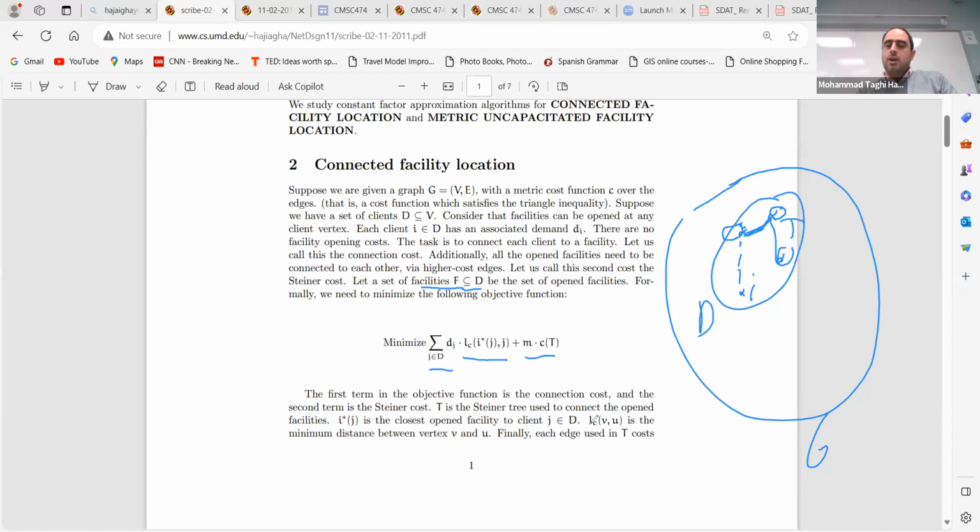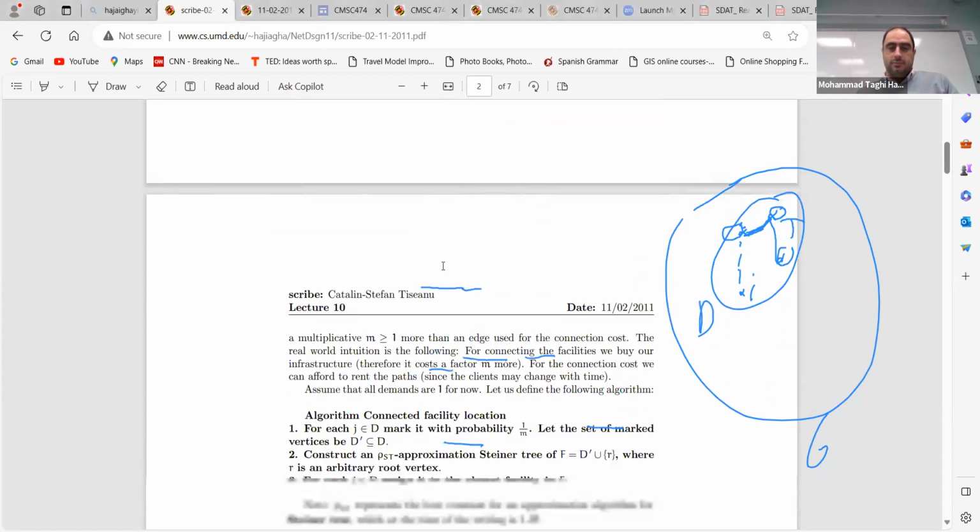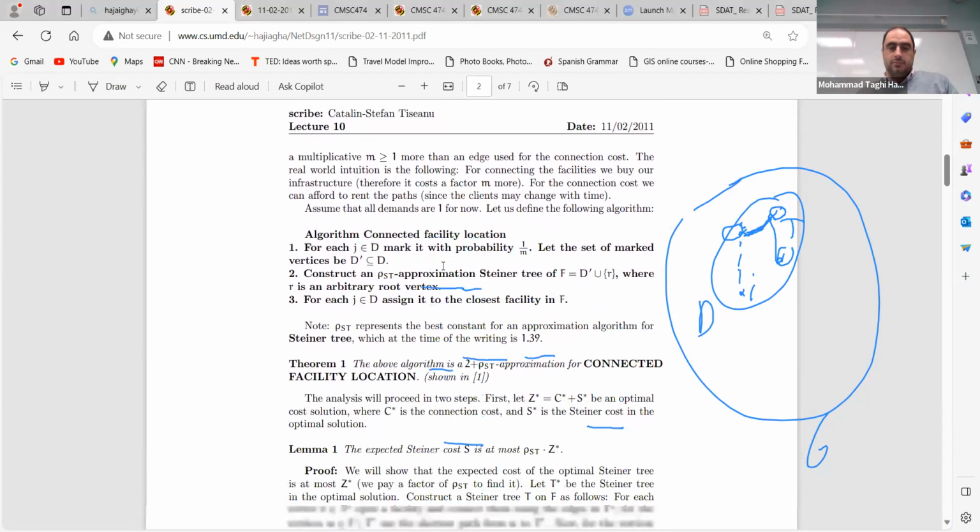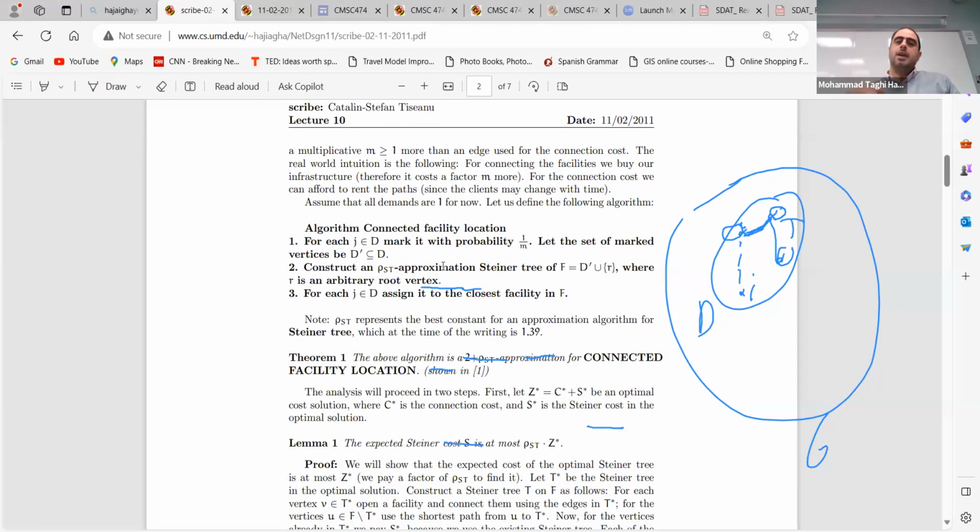Here we are considering c_uv, meaning essentially the minimum distance between v and u. I think this is a metric essentially. So let's see what the algorithm is for this one, and say M is some constant greater than or equal to 1. This is a multiplicative factor that you need to pay. So this is the algorithm for the connected facility location problem.